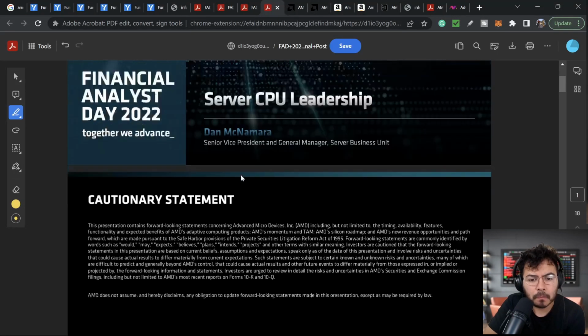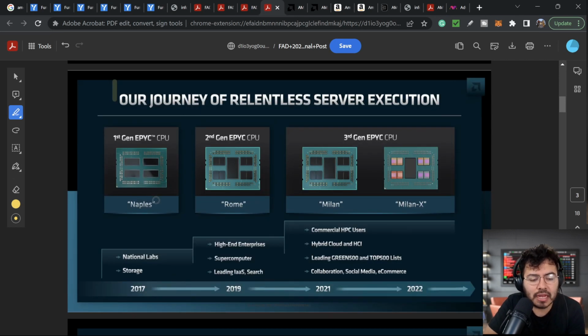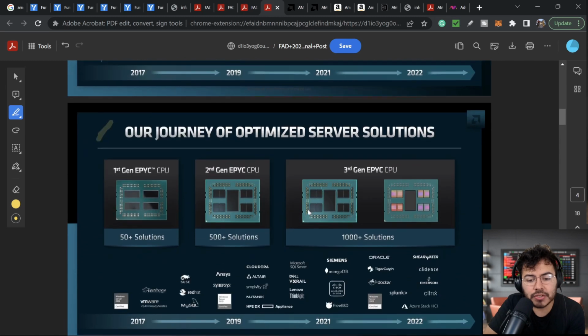Not too much. Now let's take a closer look at the server CPU. So I mentioned the server CPU. The first one was Naples, not Rome. So the first one was Naples. Second generation was Rome. Third generation was Milan. And the fourth generation is Genoa.